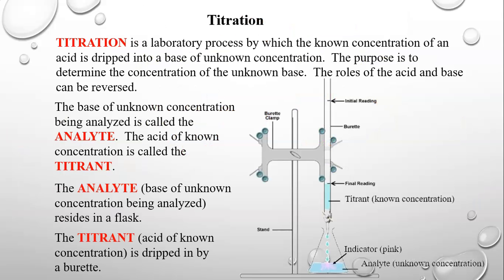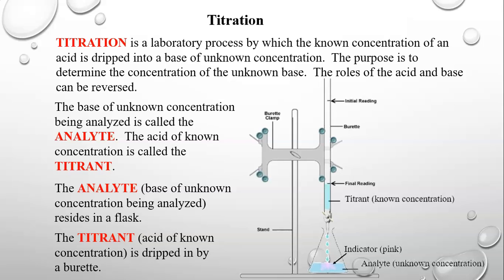So titration is a laboratory process by which the known concentration of an acid is dripped into a base of unknown concentration. The purpose is to determine the concentration of the unknown base. The roles of the acid and base can be reversed. So it could be an acid of unknown concentration and it's being dripped into by a base of known concentration.